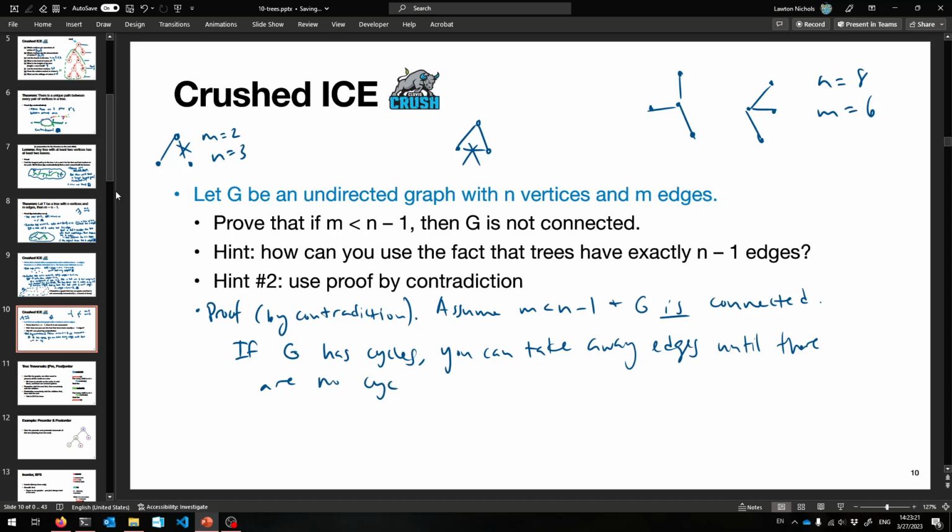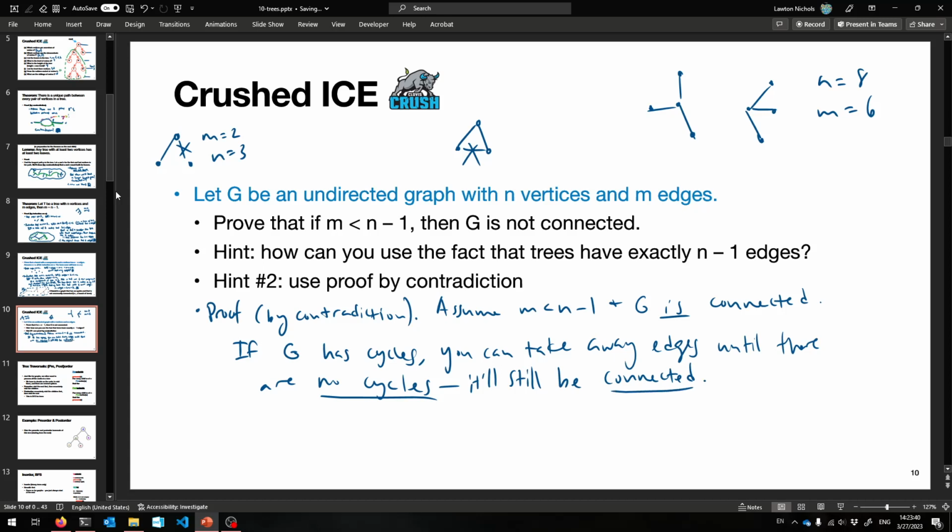Why do you think I'm worrying about cycles? It's still connected. It'll still be connected if you do that. The hint is all about trees again. Connected. What do these words mean?